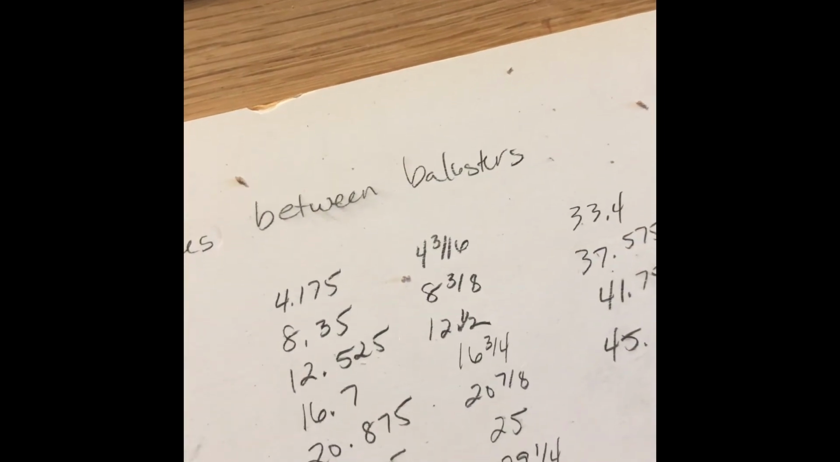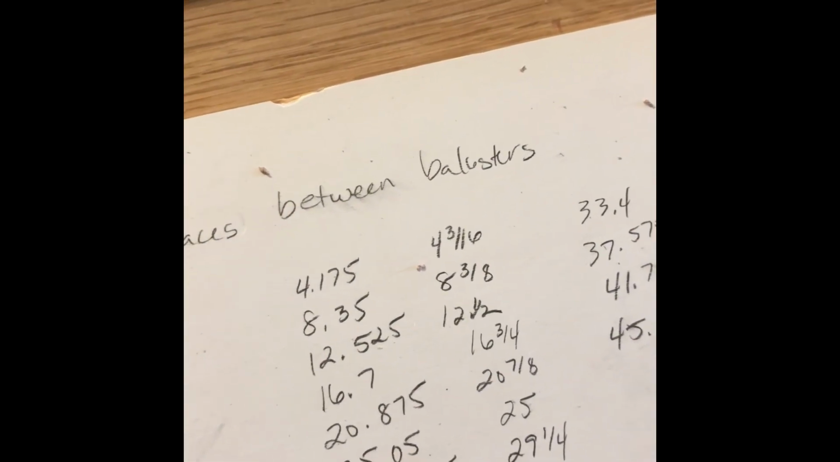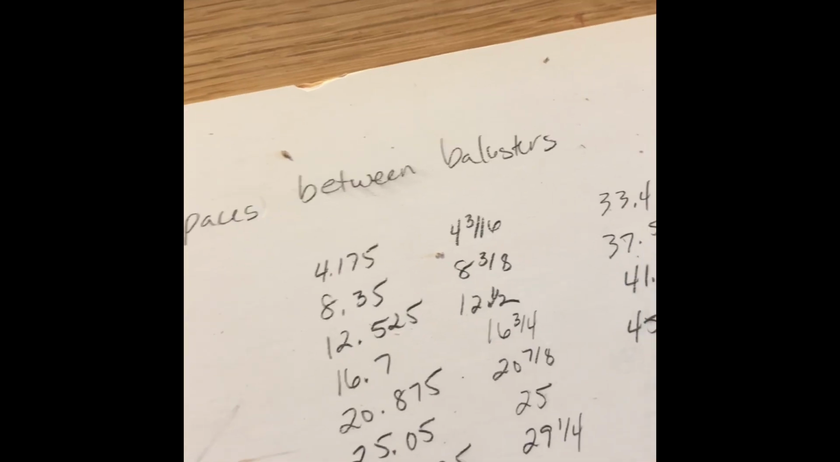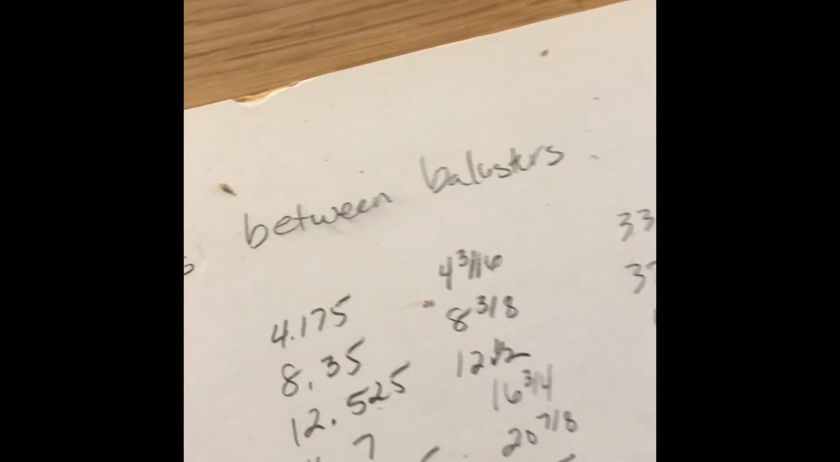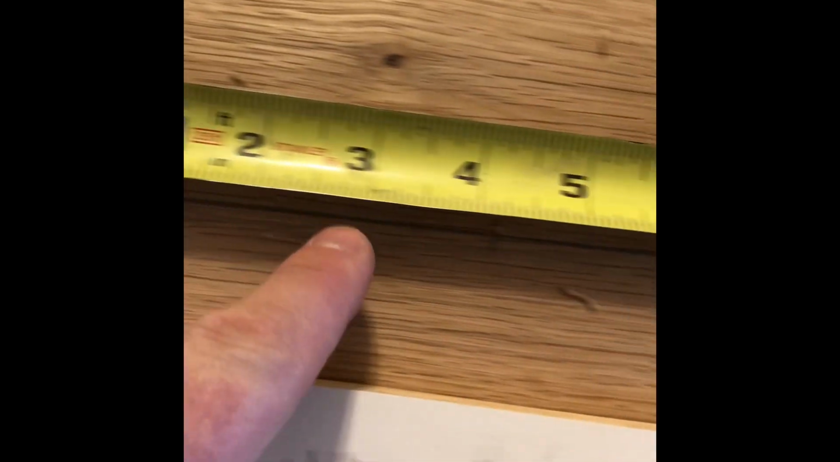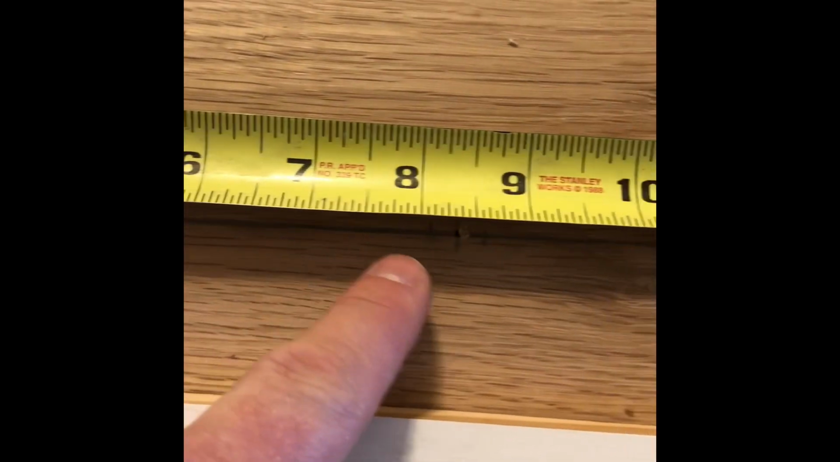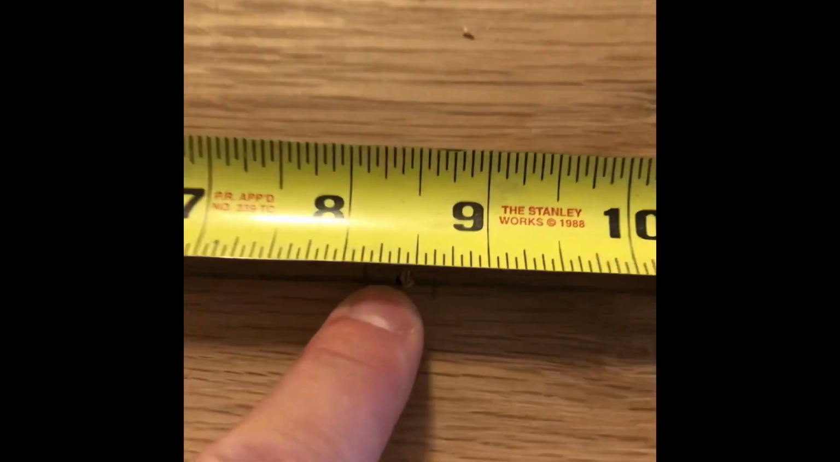And by doing that, it eliminates human error with shifting of a little template block. So the first one is, say, 4 3/16, 8 3/8. After the first one, 4 3/16, 8 3/8, and so on and so forth.